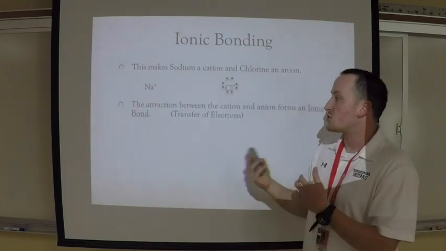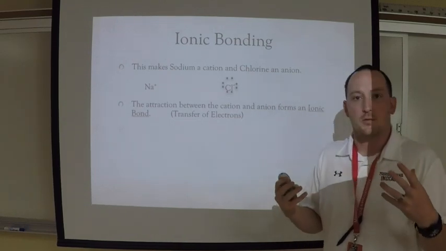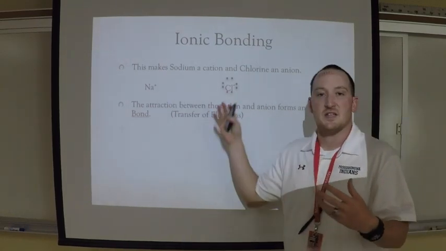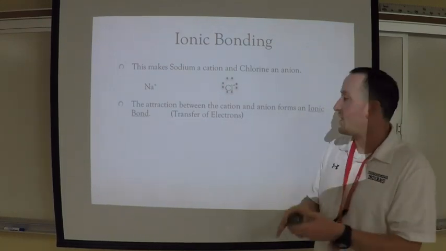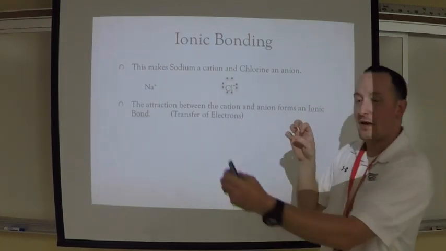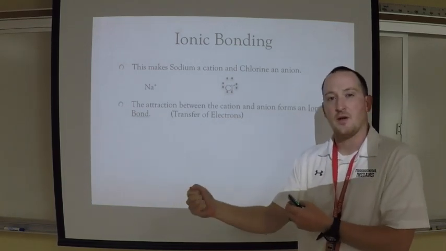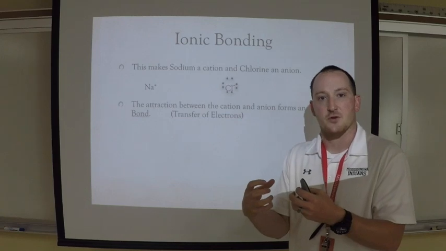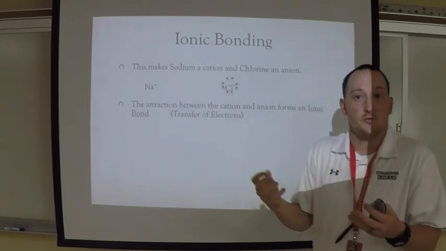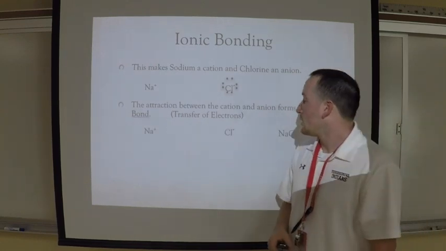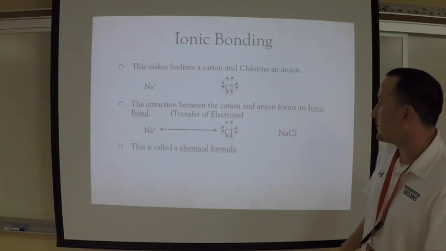Now, the attraction between those two things, you've probably learned this a while ago, but positives and negatives do what? They attract. So the attraction between that cation and anion, that attraction is what forms an ionic bond. So there's really not something holding them together. It's what's called an electrostatic force. Okay, so it's an attraction because their differences in charge move towards each other. So this attraction here is what creates that ionic bond.